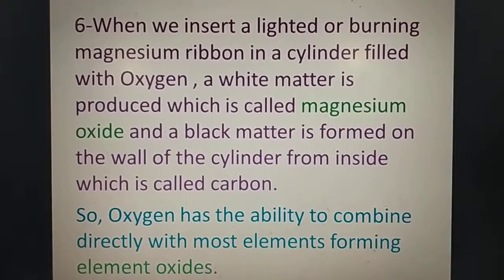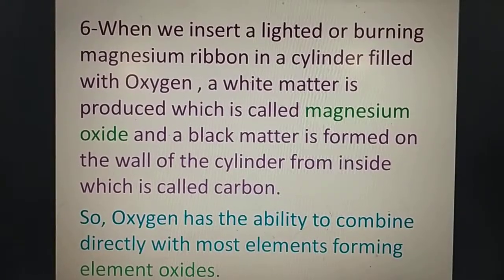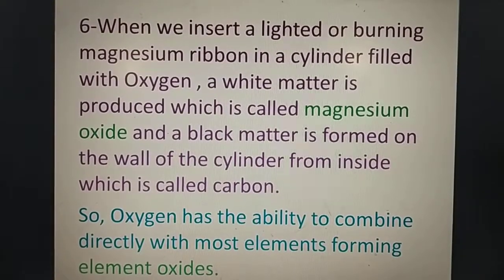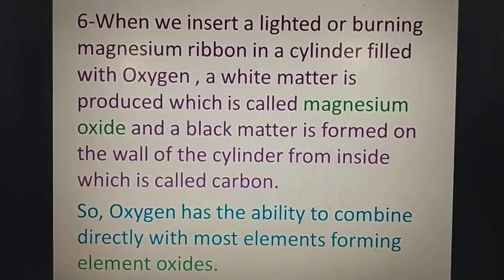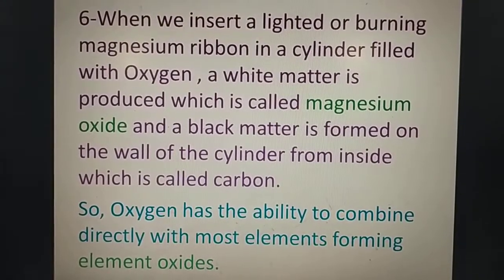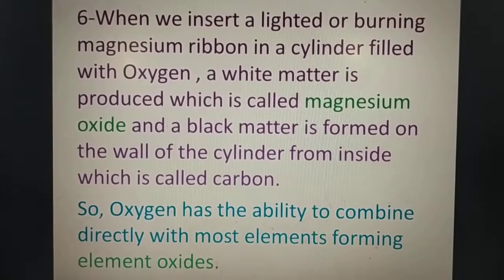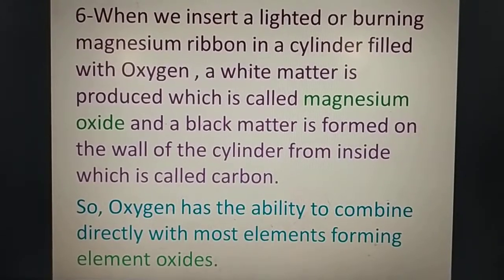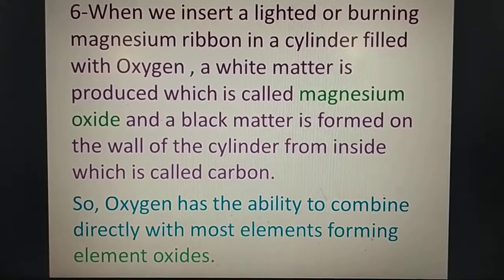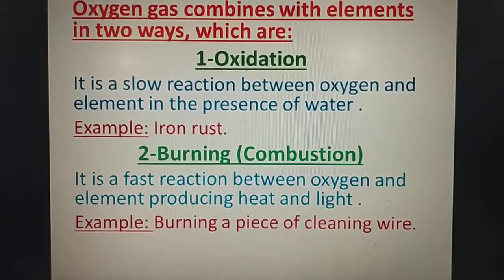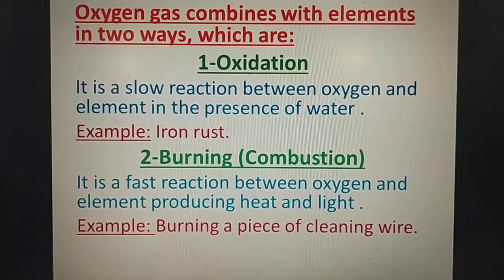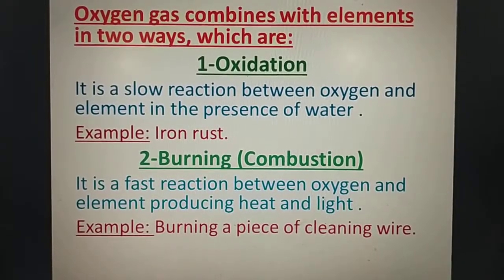Number 6, when we insert a lighted magnesium ribbon in a cylinder filled with oxygen, a white matter is produced which is called magnesium oxide, and a black matter is formed on the wall of the cylinder from inside, which is called carbon. So oxygen has the ability to combine directly with most elements, forming element oxides. Oxygen gas combines with elements in two ways, which are number 1, oxidation, number 2, burning or combustion.